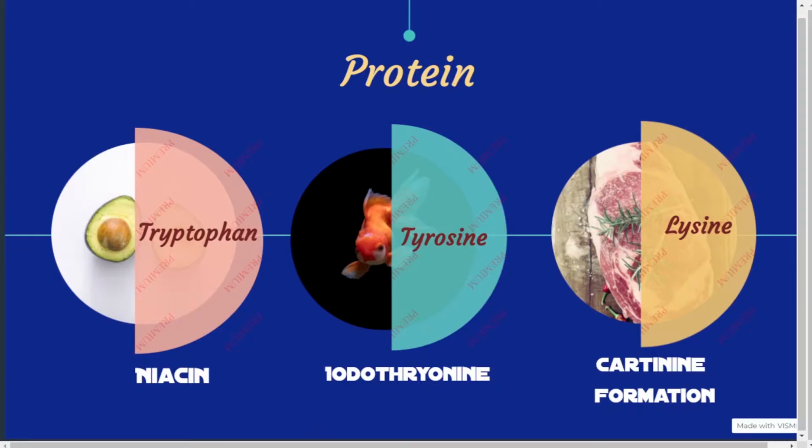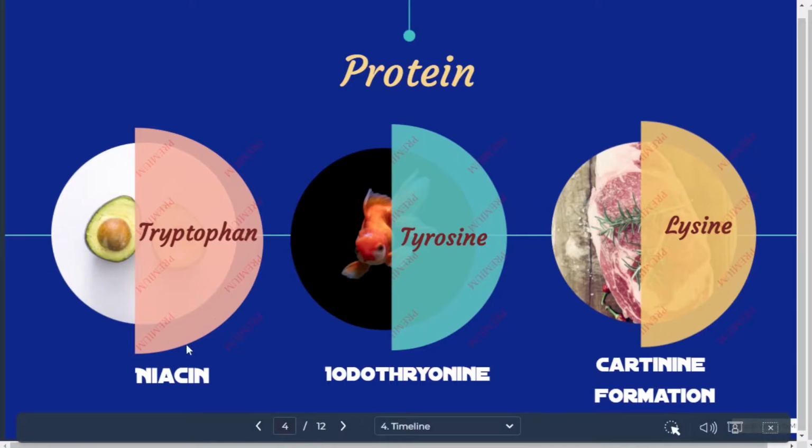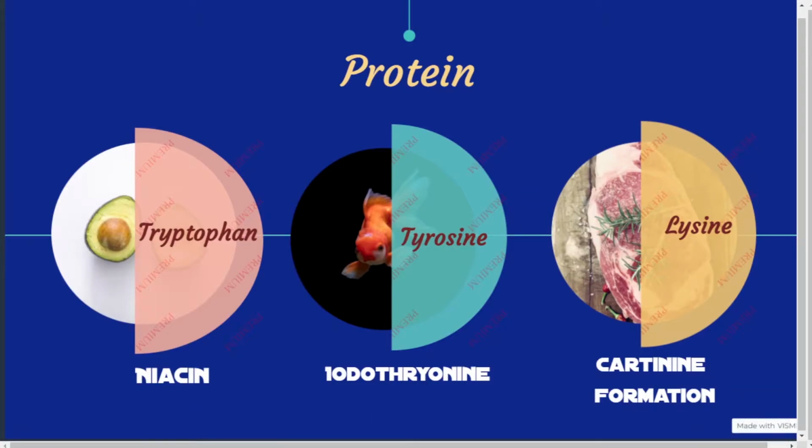What is this? First of all, you have to understand. I'll just show you the pictures. Now niacin: avocado is rich in niacin. You can see that avocado is rich in niacin. And tyrosine is found in fish. Where? In fish. And lysine in meat, right? Simple as that. Meat is rich in lysine. Now let's go to the main point.